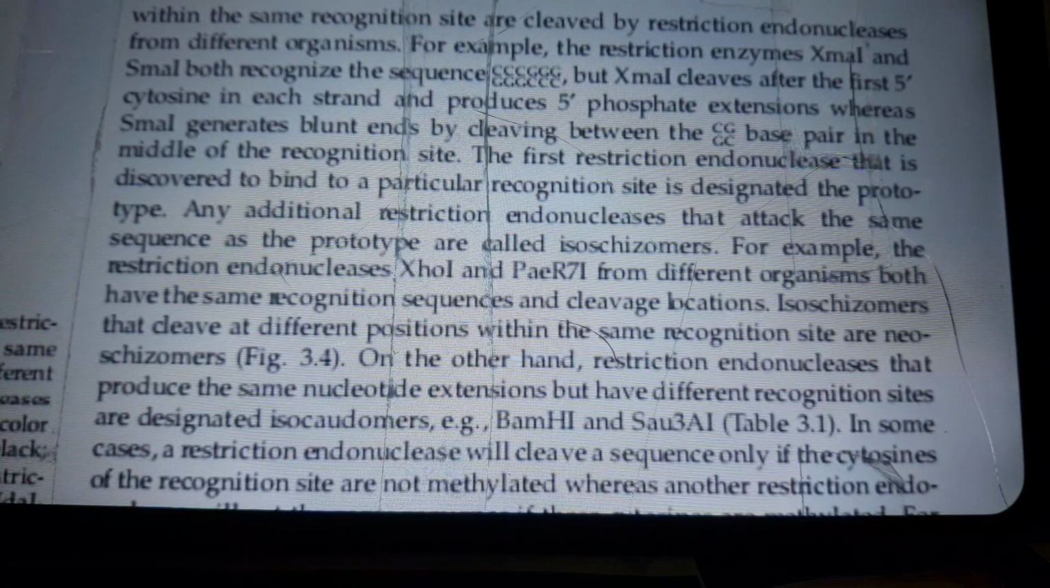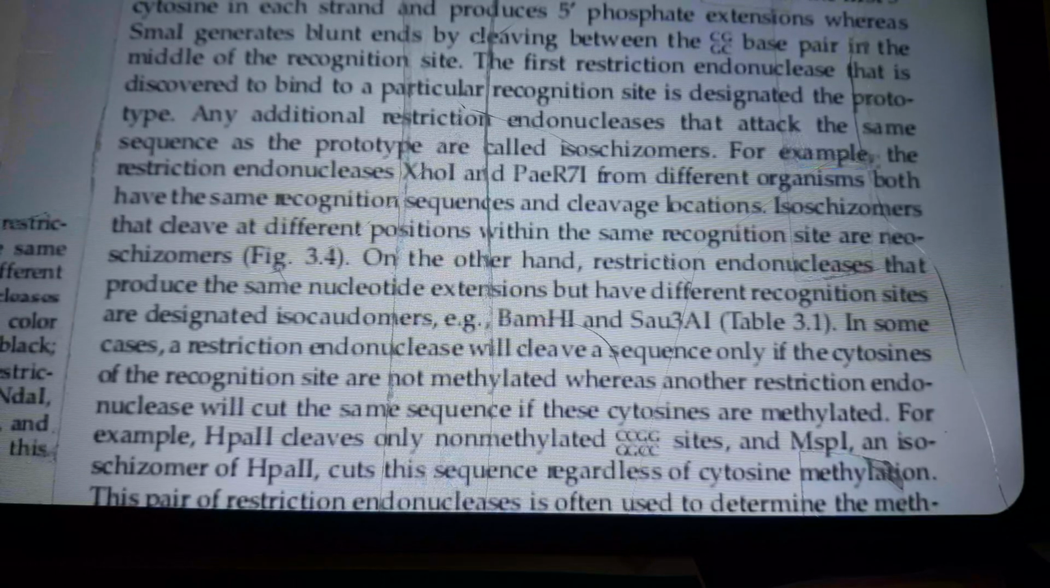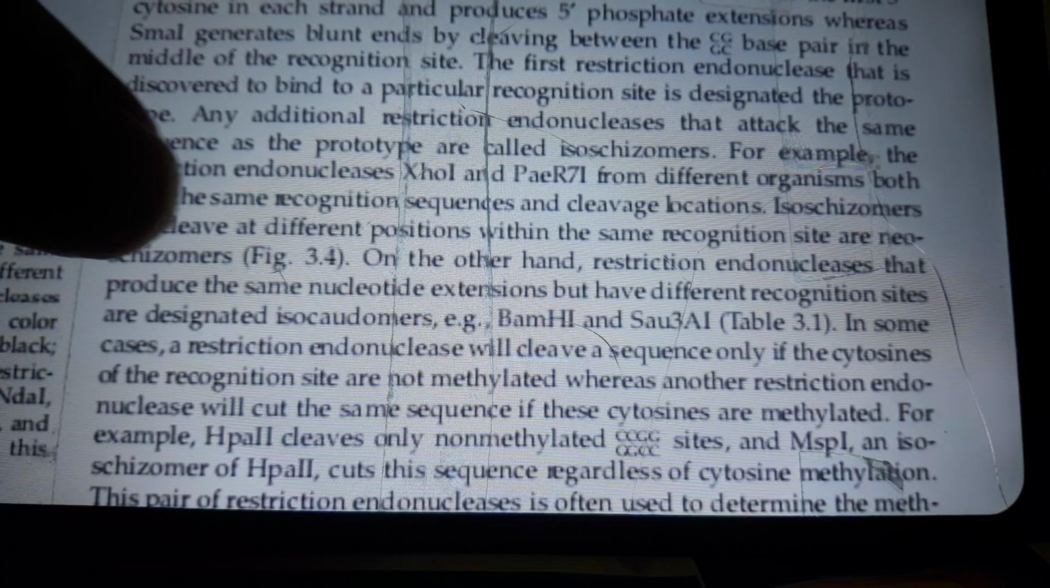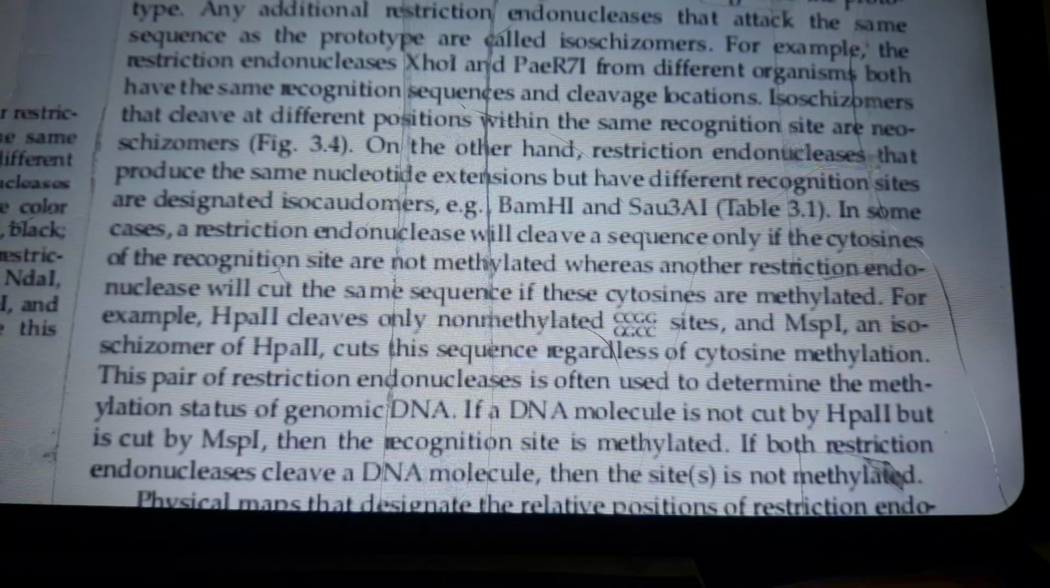The restriction enzymes XmaI and SmaI both recognize the same sequence, but XmaI cleaves after the first 5' cytosine in each strand and produces 5' phosphate extensions, whereas SmaI generates blunt ends by cleaving between the base pair in the middle of the recognition site. The first restriction endonuclease that is discovered to bind to a particular recognition site is designated the prototype.